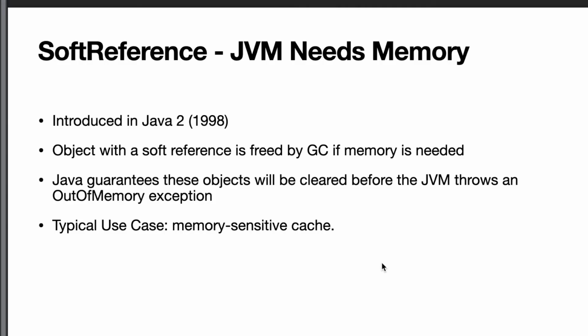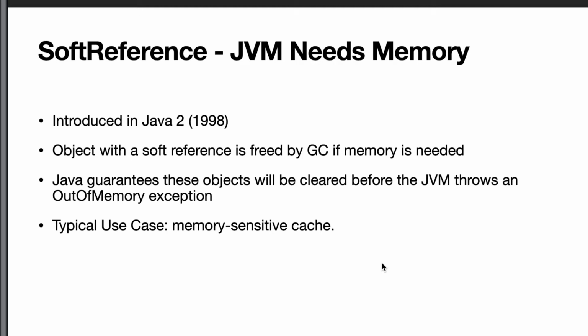Welcome to part 2 of the object references set of videos. So today we're going to talk about a different type of object reference, which is the soft reference. The soft reference was introduced in Java 2, that's way back in 1998, and an object with a soft reference is freed by the garbage collector if memory is needed.